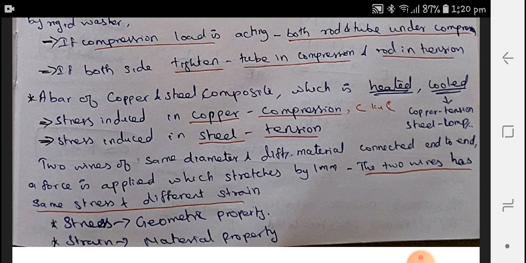Whereas strain, we know that strain is equal to stress by Young's modulus. So the Young's modulus is the material property. According to the Young's modulus, the strain varies. Therefore, stress is the geometric property as well as the strain is the material property.